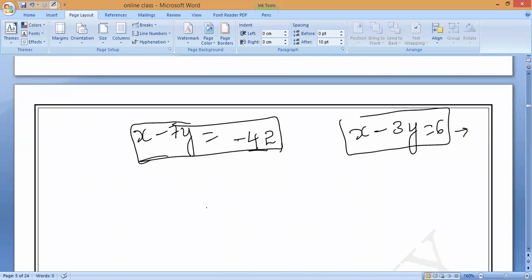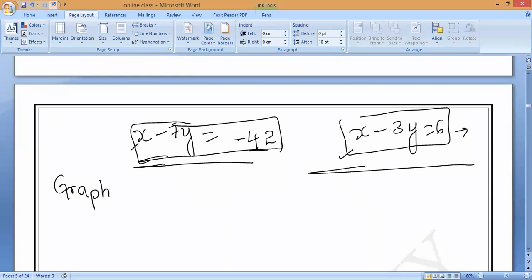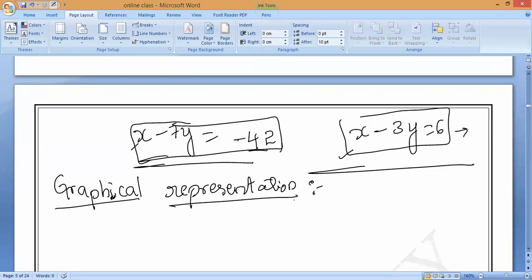So they are asking that the same statements you have to represent graphically also. So how to represent graphically is now important. This is the algebraic representation. No need to solve x and y, they didn't ask for x and y values. Next, graphical representation. It means here we have to plot the graph. So we want some points, correct?